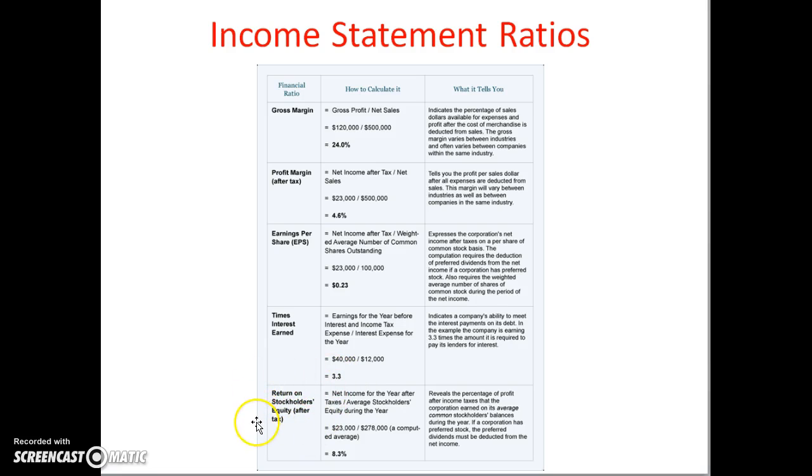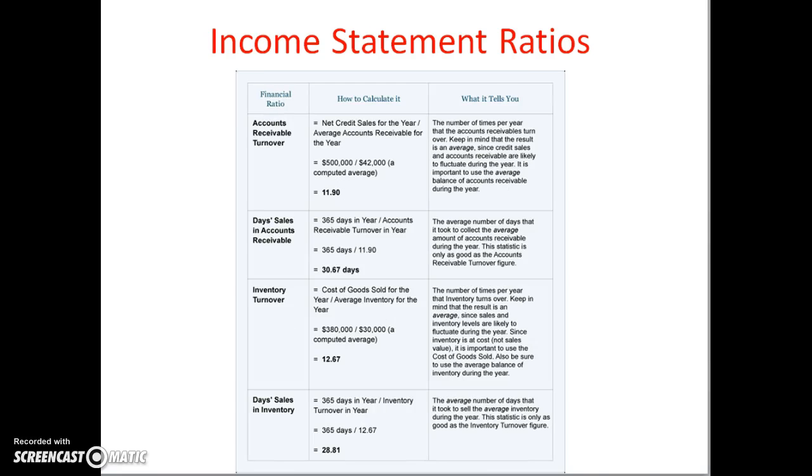Return on stockholders' equity after tax. This ratio consists of the net income for the year after taxes divided by the average stockholder equity during the year. So in this example, we'll take $23,000 divided by $22,780 and come up with 8.3%. This will reveal the percentage of profit after income taxes that the corporation earned on its average common stock balances during the year. If a corporation has preferred stock, the preferred stock dividends must be deducted from the net income.